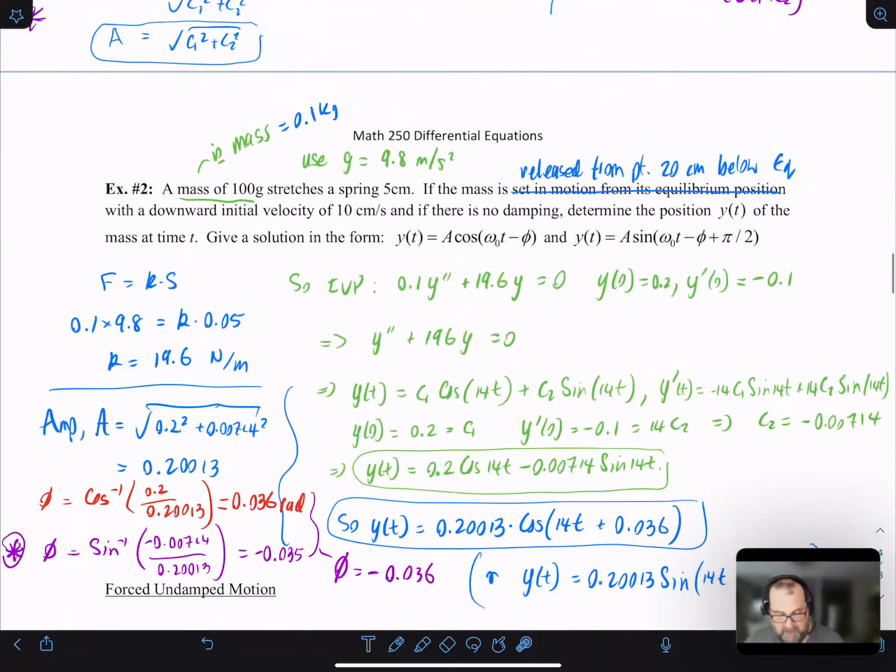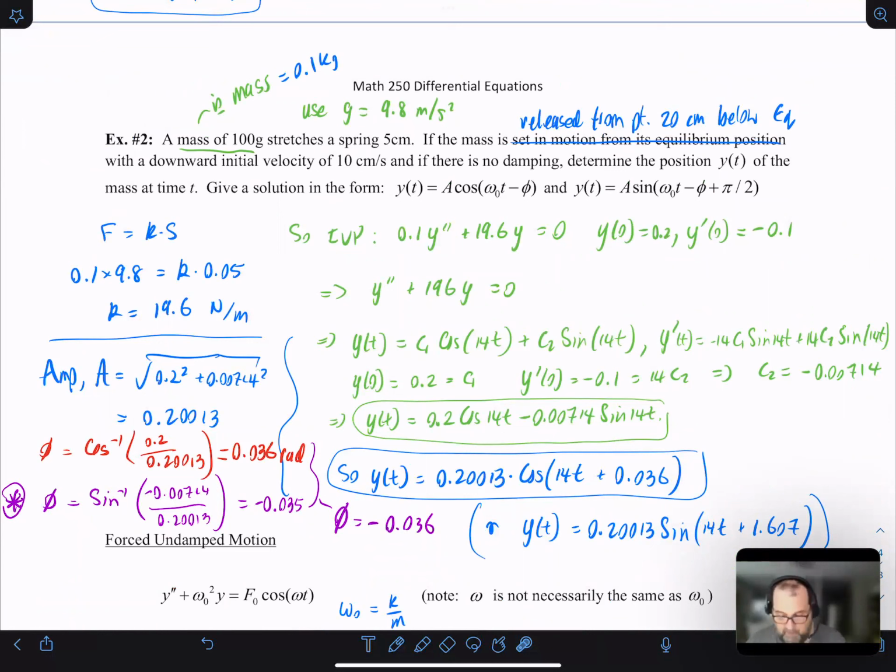All right, so one more little example. This is just an example of this. So let's see. Here we have a mass of 100 grams that stretches a spring by 5 centimeters. If the mass is released from a point 20 centimeters below equilibrium with a downward initial velocity of 10 centimeters per second, and if there is no damping, determine the position function y of t at time t.